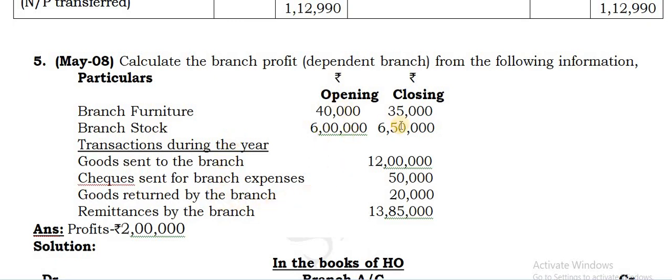Alright. So these are the opening and closing values. You are aware now where to take them. Goods sent to branch, take on the debit side. Cheques sent to branch, this is also on the debit side. Goods returned is taken on the credit side. Remittances by the branch are also on the credit side, but against the bank account.